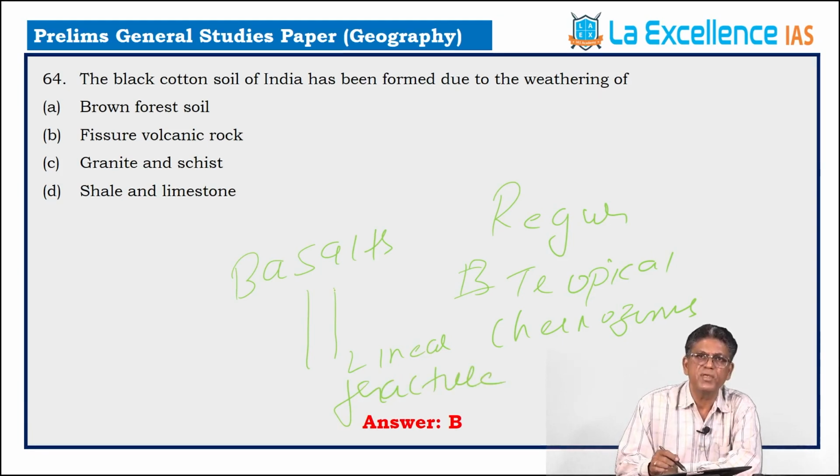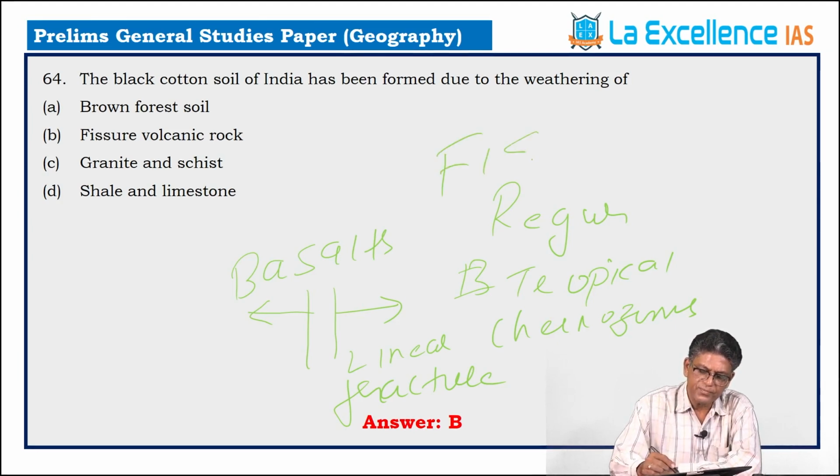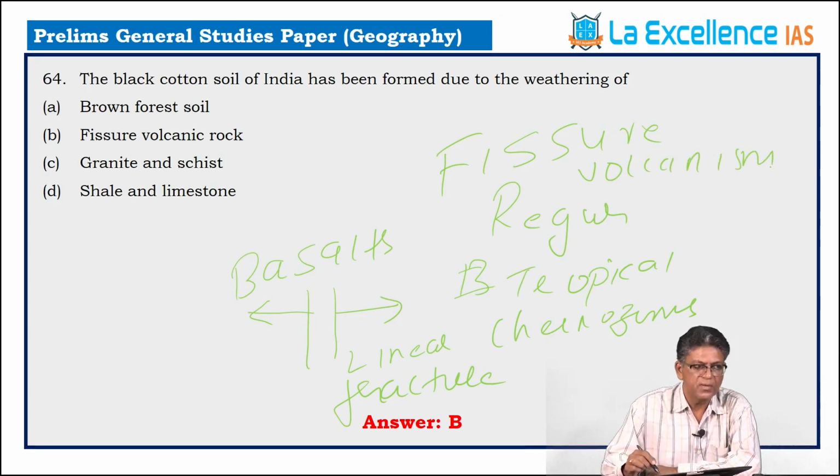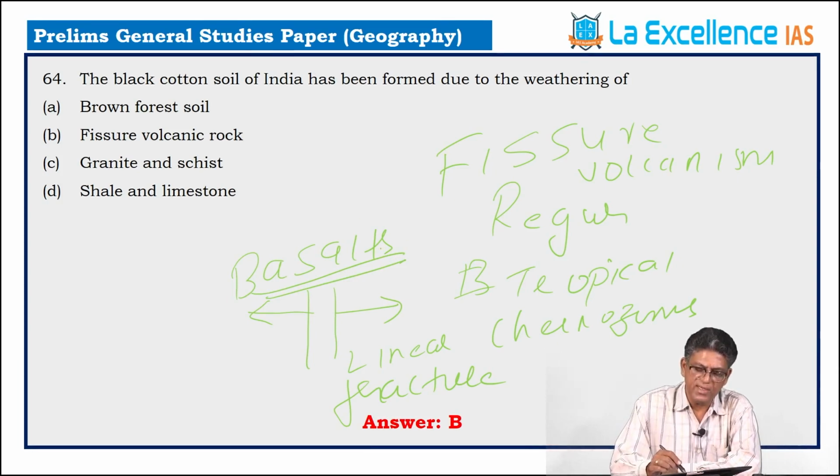When magmas are transferred as lavas to the Earth's surface via these linear fractures, they are transferred as layers of lava or sheets of lava. This is called fissure volcanism. This fissure volcanism is going to lead to the development of this volcanic rock called basalt. So it's a fissure volcanic rock. Basalt is a fissure volcanic rock which makes up the Deccan Plateau.